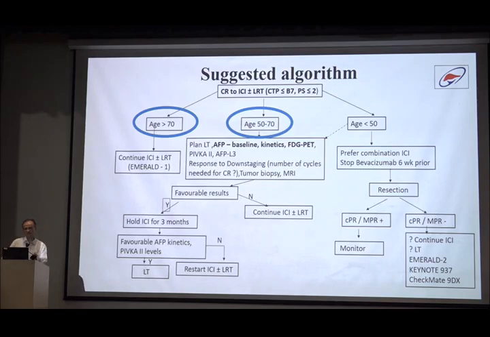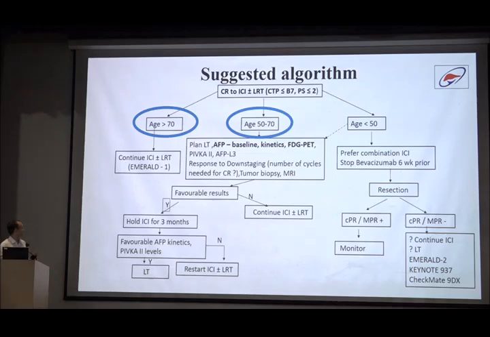At baseline, we should see the baseline AFP value and the FDG PET values. If these are favorable, and we can also see the kinetics of the AFP during the treatment the patient had undergone, if it was favorable, then it is good. We can also utilize the values of PIVKA2, AFP, L3. How has been the response to downstaging? This is also very important. If the patient had responded promptly, requiring fewer cycles for achieving a complete response, it is a good marker. The tumor biopsy and the MRI can also be helpful.